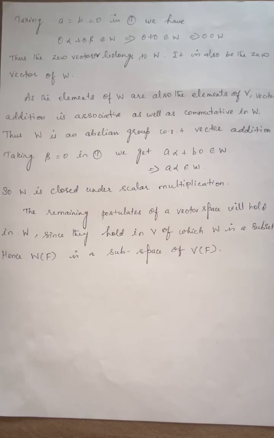So, to prove that W over F is a subspace of V over F, we can simply take alpha, beta in W and a, b in F and substitute: check whether a alpha plus b beta belongs to W. If it belongs to W, then according to this criterion, we can say that W over F is a subspace of V over F.